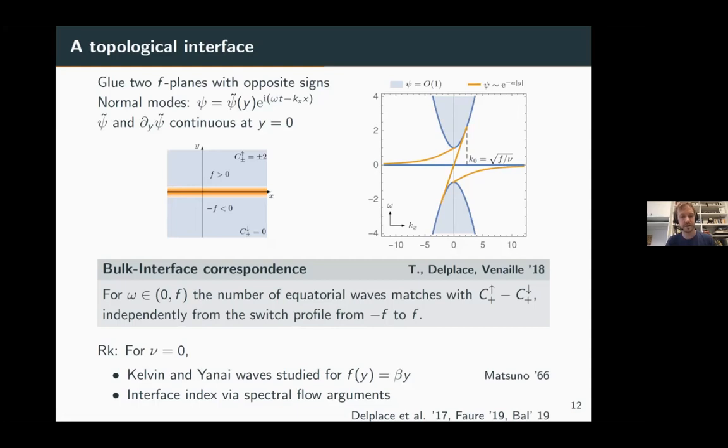Also, in the case of an interface, you can also avoid odd viscosity and define the topological property of the Kelvin wave through spectral flow arguments. Okay, but from what I'm going to say now, this is really important to have this well-defined Chern number.